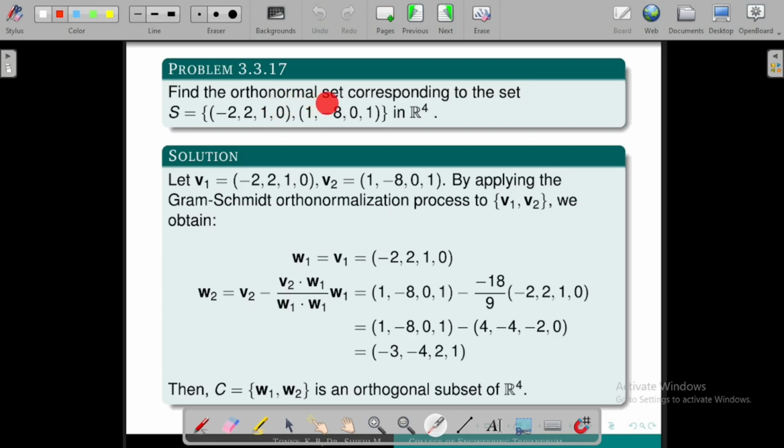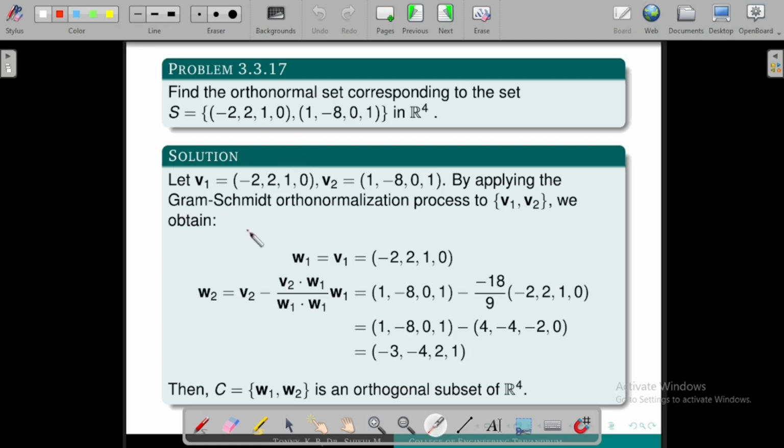Find the orthonormal set corresponding to the set S equal to {(-2, 2, 1, 0), (1, -8, 0, 1)} in R4. Here the set is not a basis of R4. We know that any basis of R4 contains 4 elements, so clearly it is not a basis of R4. These are two vectors in R4. So what is meant by an orthonormal set corresponding to the set? That means we have to construct an orthonormal set of two vectors so that the span of the set equals the span of the resulting set.